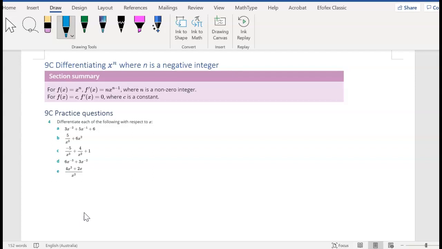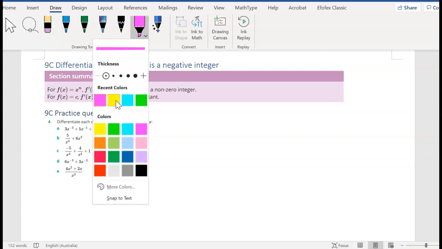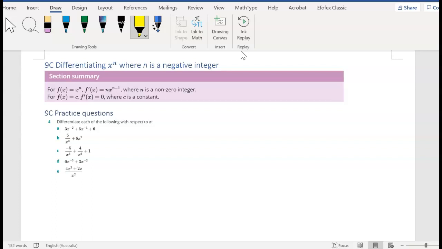In 9C, we're actually looking at where the power is negative. So let me just get that up. When we're differentiating a term, but this time n is a negative integer, so a negative power, we still use the same rules.